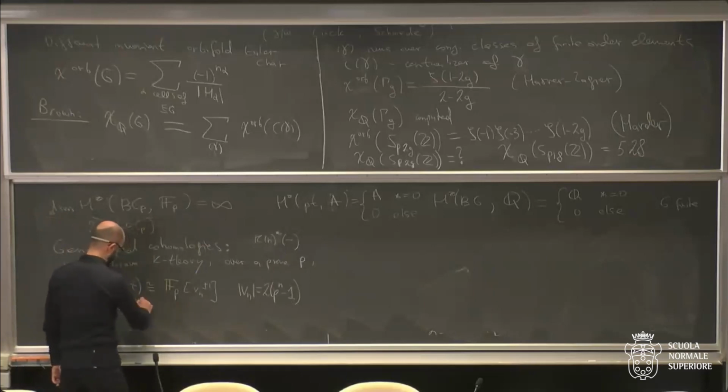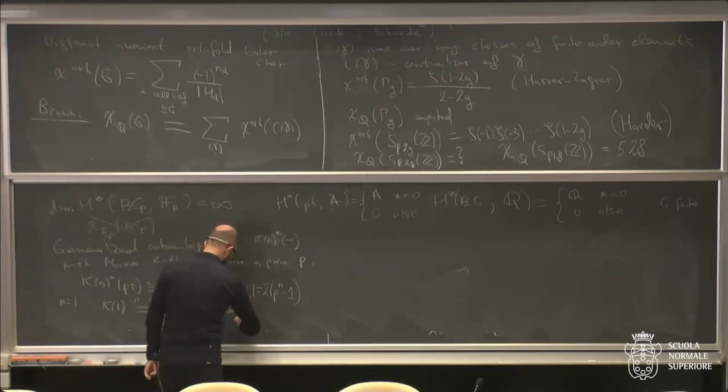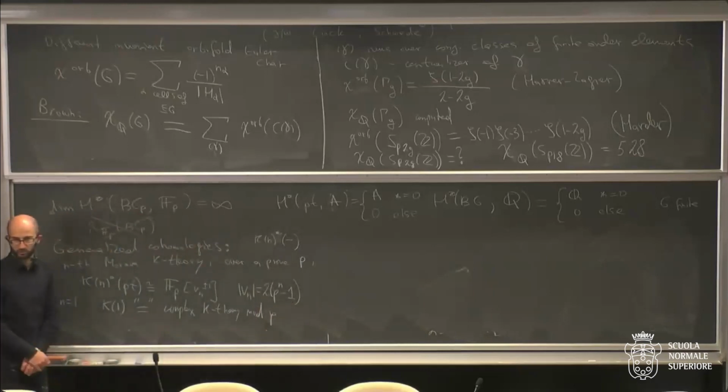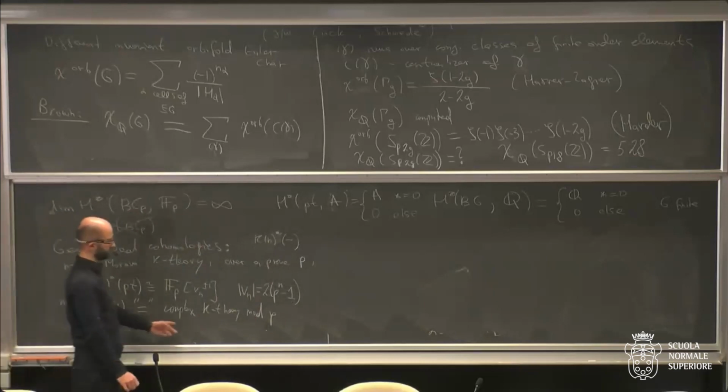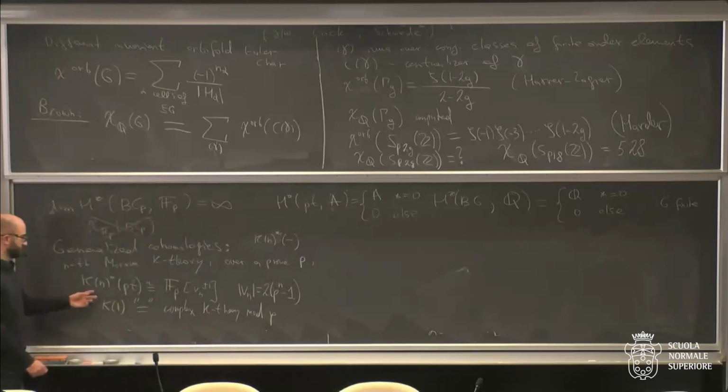It's basically equivalent to usual complex K theory, complex K theory mod p. So complex K theory is the cohomology theory built out of vector bundles over a space. And then you consider that mod p in a certain way, in a derived way, not just on the nose. So when n is equal to 1, this K1 is basically complex K theory, but mod p. And in general, this is some general version of that.